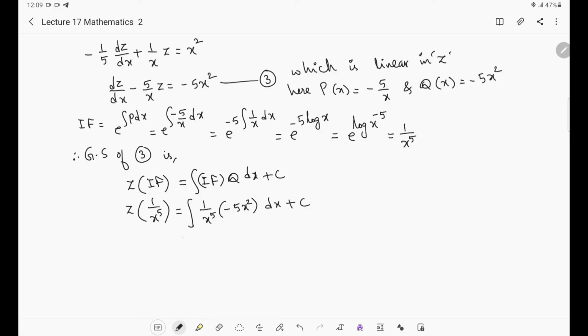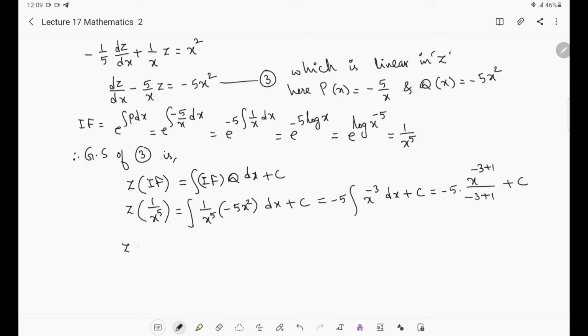We have to find the integration here. So this is equal to, minus 5 can be taken out, integral. You see here x power 5 is in the denominator and numerator x power 2 is there. So x square will cancel, x power 3 will remain here in the denominator. If you bring that above, it will be x power minus 3 dx plus c, right? Now we have to find the integration, minus 5 into integration of x power minus 3, x power minus 3 plus 1 by minus 3 plus 1 plus c, right?